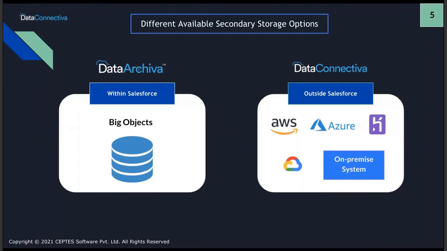So what it means is that if you have a regulation saying you cannot move the data outside of Salesforce, in that case the best option is to keep the data in big objects as archive data, right? The other option is using DataConnectiva. This is for those who can move the data outside of Salesforce.